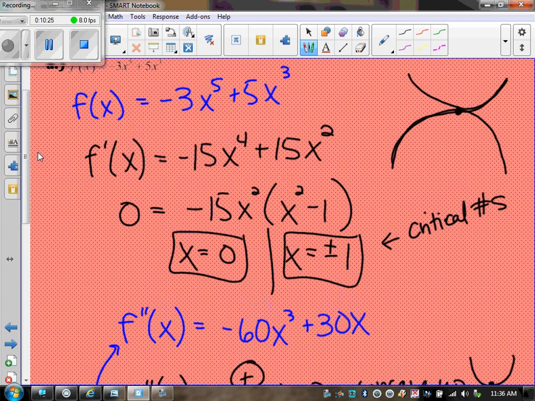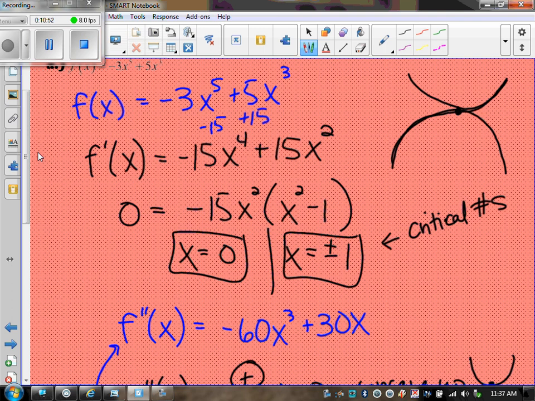If I plug in a negative 1, negative 1 to the 4th power is positive 1. Positive 1 times negative 15 is negative 15. Is that right? If I plug in negative 1 here, I end up getting negative 1 squared is positive 1 plus 15. Don't I end up getting 0? What's going on here?